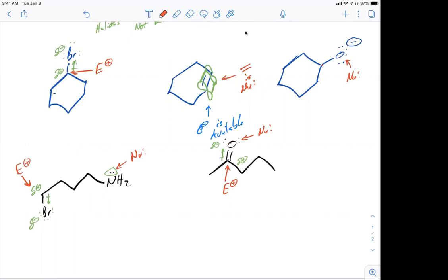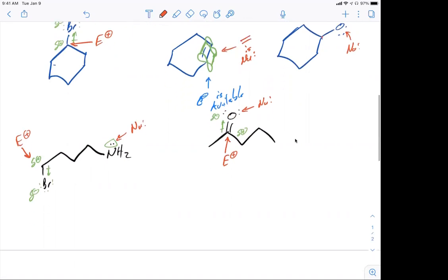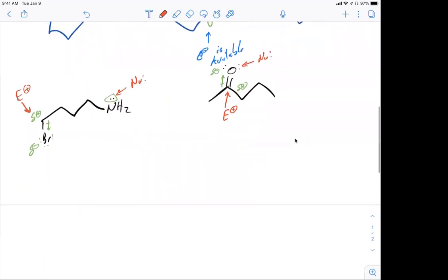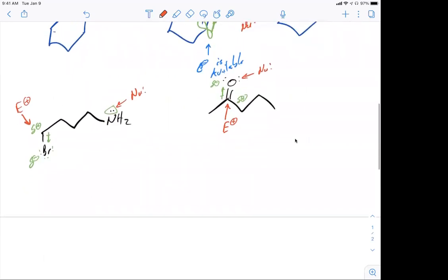Hi, I have a question really quick. Mm-hmm. Would you say that a lone pair is kind of a representative of a nucleophile being there? It is, depending on what the element is.